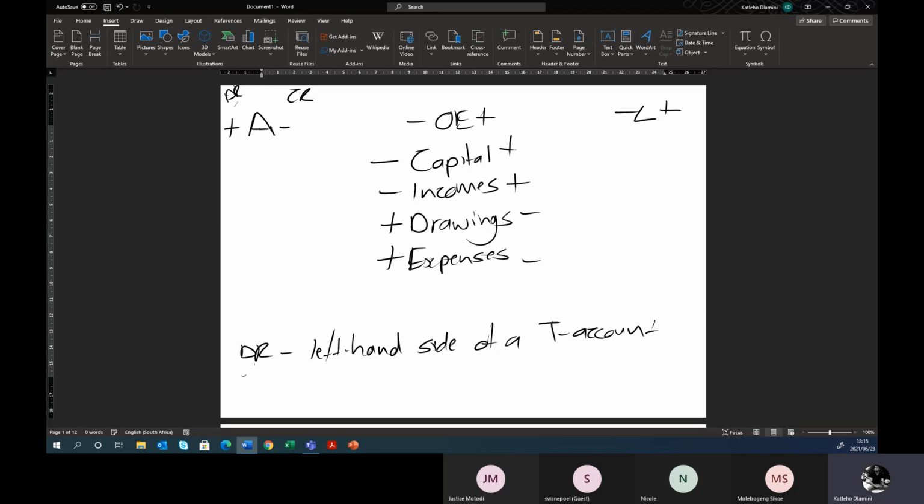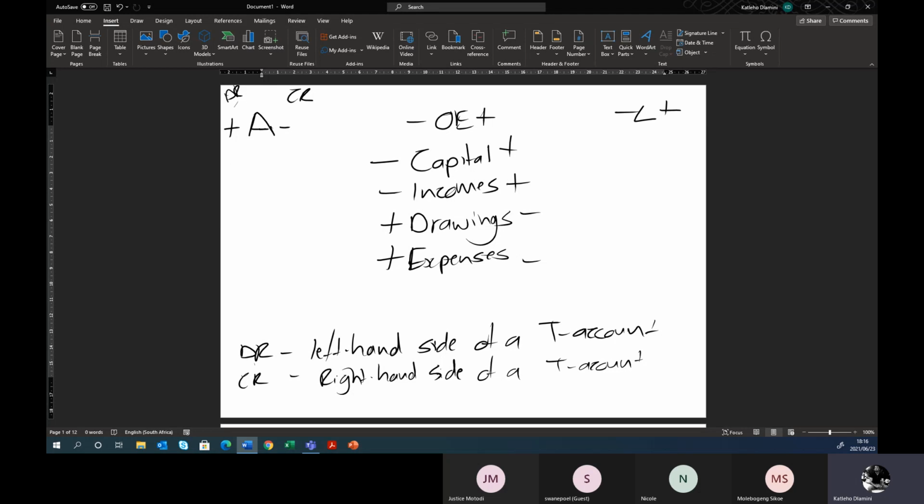Okay, then the credit is going to be the right hand side of a T account. Now, debit does not mean positive and credit does not mean negative. It depends on the nature of the account. So if it's an asset, it's going to increase on the debit side, so you could say its positive side is the debit side. If it's a liability, it's going to increase on the credit side, so you can say the positive side of a liability is the credit side, right?